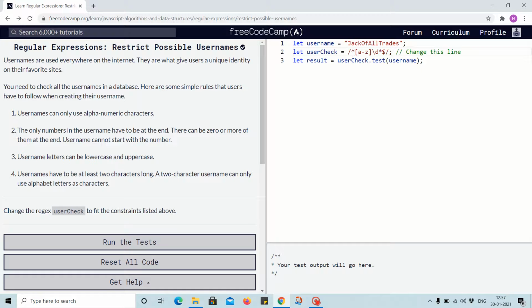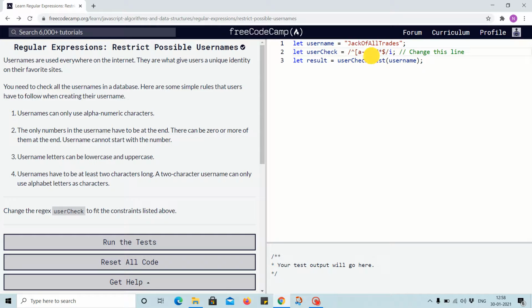Now, what other cases are there? Username letters can be lowercase or uppercase. So we use the I flag for that. Usernames have to be at least 2 characters long.